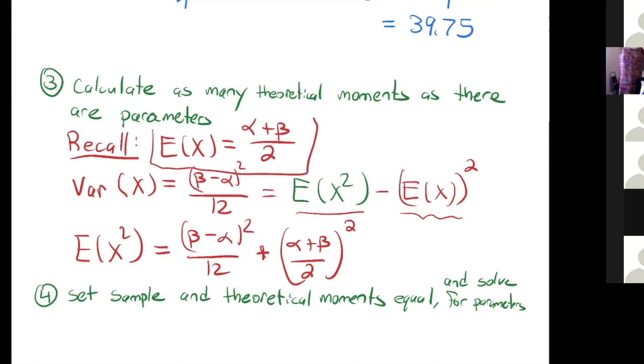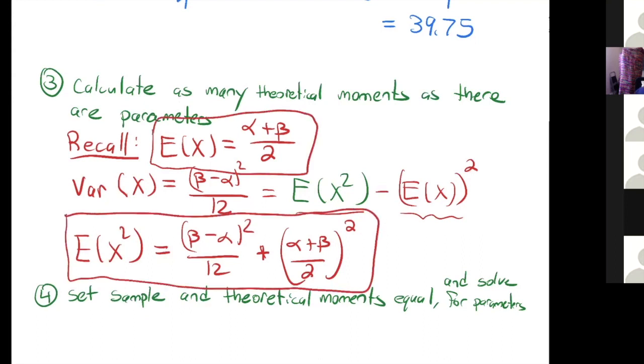So here's our first theoretical moment, and here's the second theoretical moment. We could have found these by finding the PDF and then integrating x times the PDF, and integrating x squared times the PDF. That would work just fine too. Any questions so far?